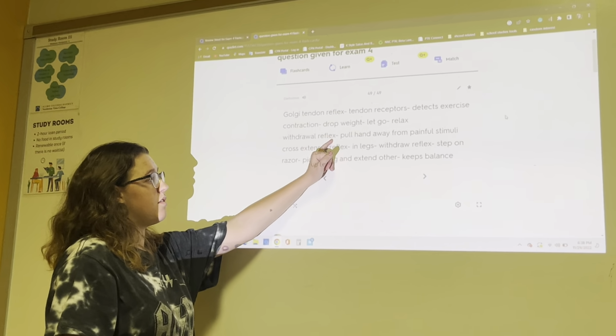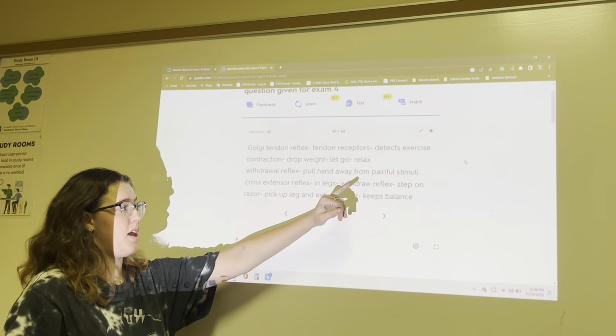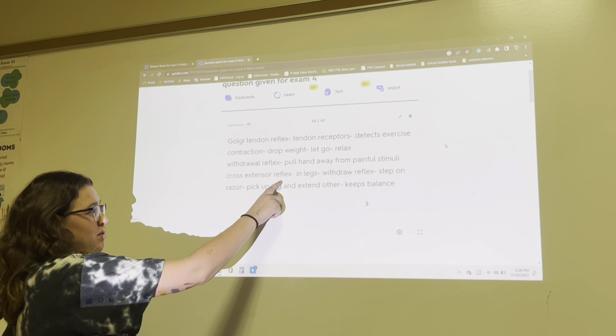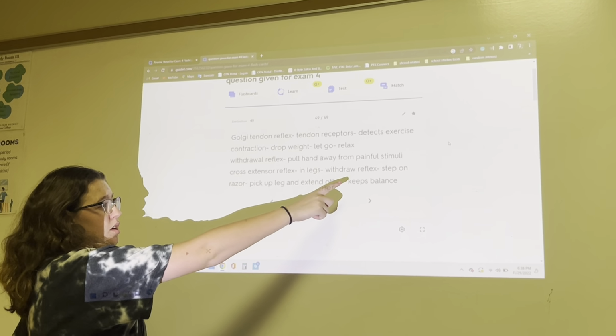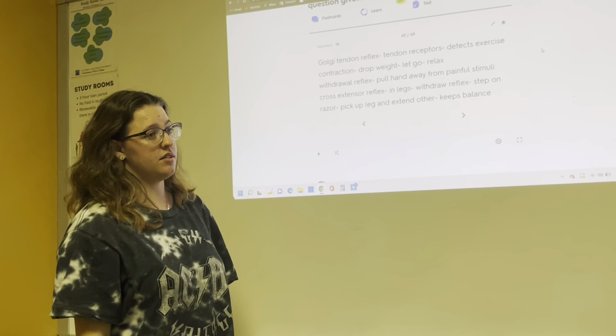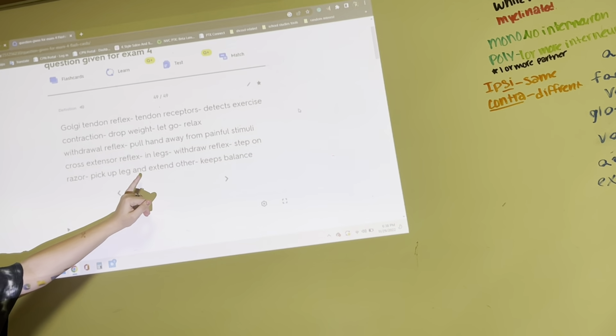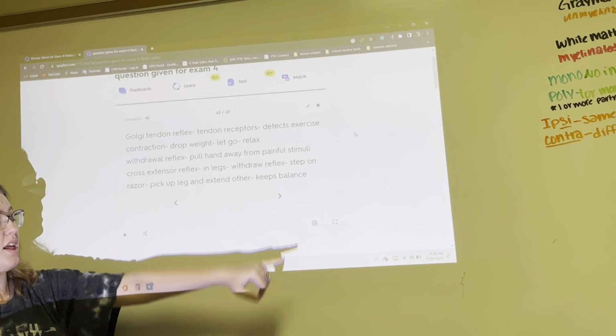So withdrawal reflex pulls your hand away from painful stimuli. Ouch. Cross extension reflex in the legs, withdrawal reflex like stepping. Alright, and then crossed extension is going to be picking up the leg and extending the other knee to balance.